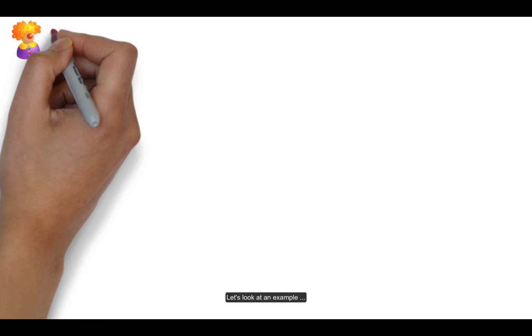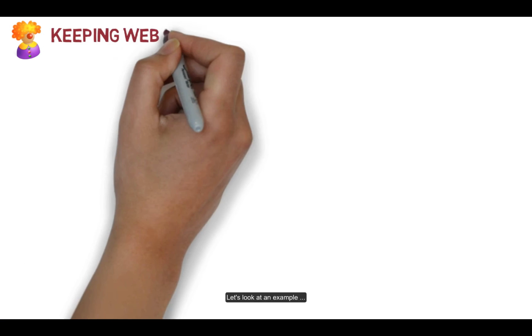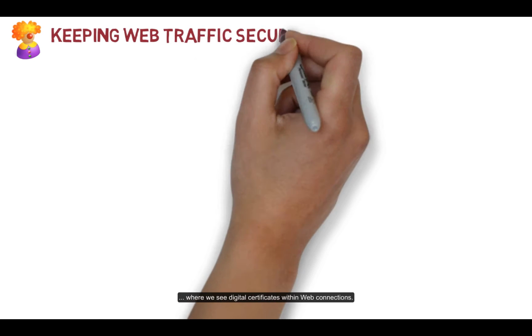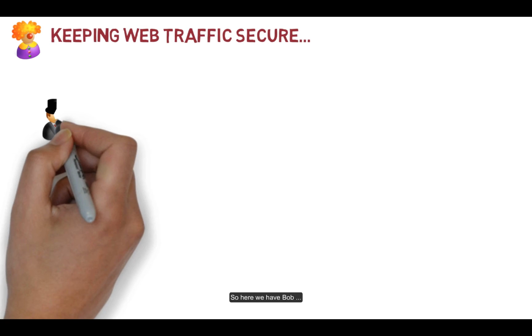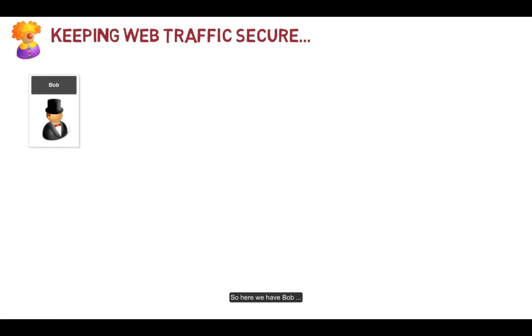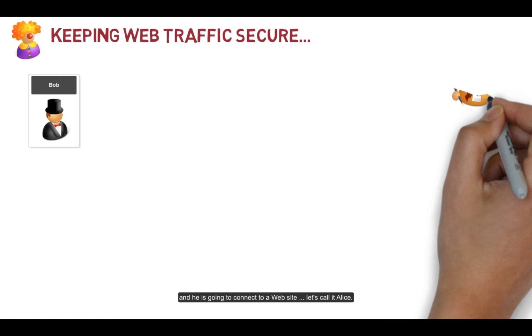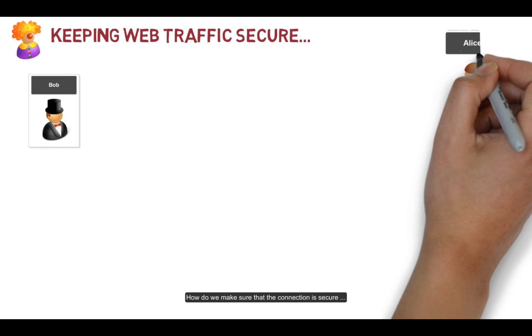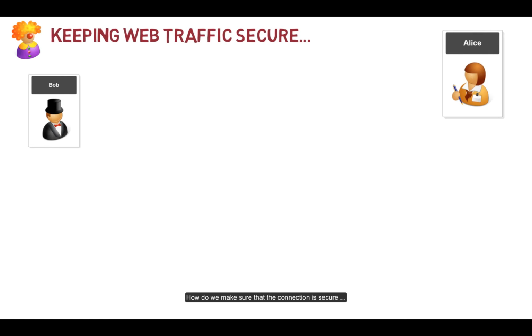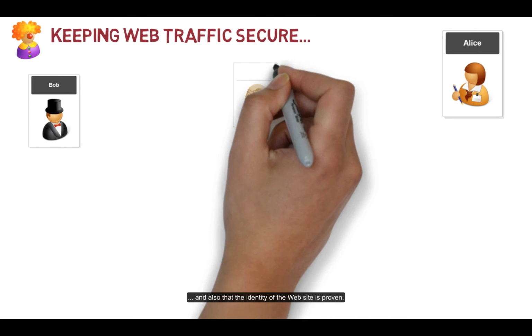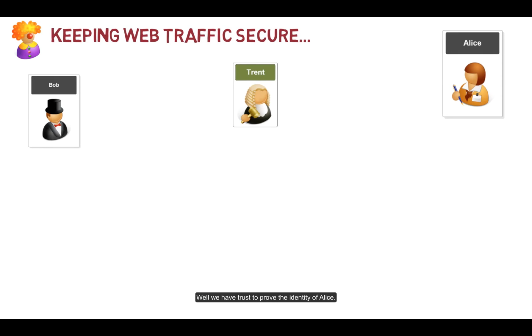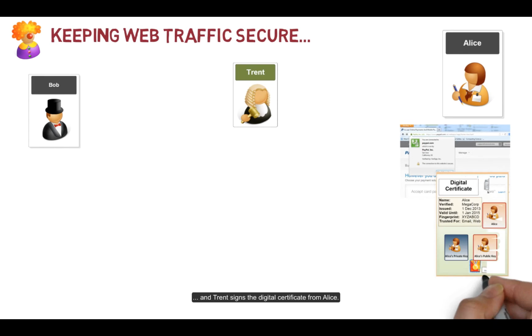Okay, so let's now look at an example. We see digital certificates fairly often inside our web connections. Here we have Bob. Bob's going to connect to a website, and we'll call that website Alice. So how do we make sure that the connection is kept secure, and also that we can prove Alice's identity? Well, we have Trent in between, and Trent signs the digital certificate from the server, which is Alice in this case.